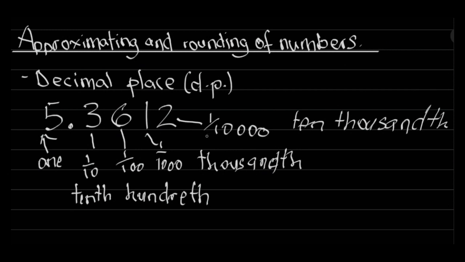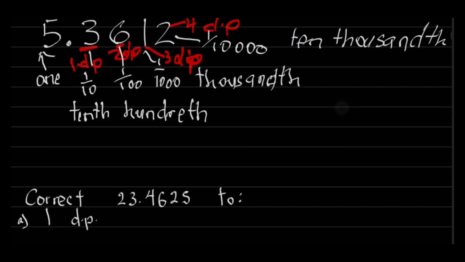Okay, so we could also call 3 the 1 decimal place or first decimal place. 6 would be 2 decimal place or the second decimal place. Third or 3 decimal place. And then there is also 2, which is the fourth or 4 decimal place. Okay, so that's about decimal places.